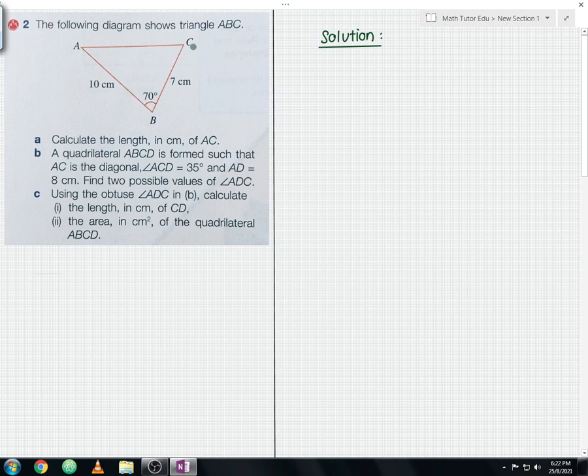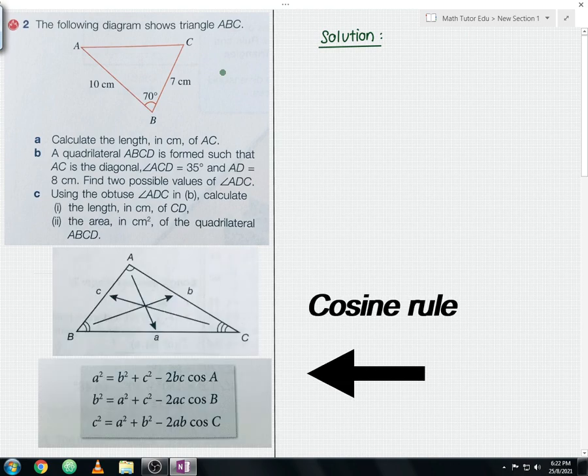Okay, so in order to find the length AC, we can use the cosine rule to solve the question. So if you don't know the cosine rule, I'm going to show it to you now, so you can use that as your reference. Okay, so from here, let us start to solve.